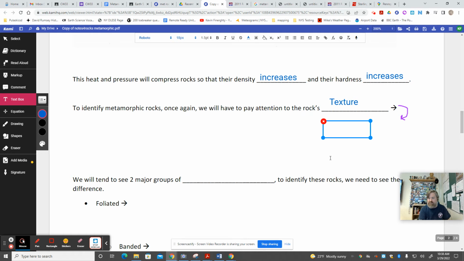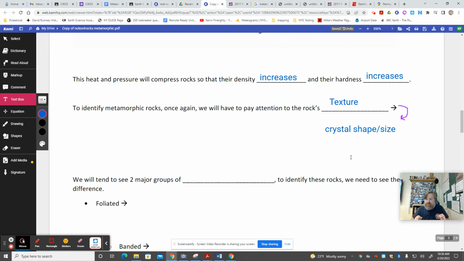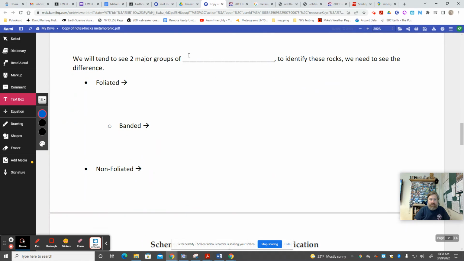So, basically, what is the crystal shape and size? Look at whatever the bits are that make up that rock and describe those textures. All right, and you're going to see 2 groups of them, ideally. This is a hard lab. I'm gonna help you a lot with this lab. I'm really gonna hook you up with the answers, pretty straightforward. But I would like you to try to figure out at least a couple of the foliateds and a couple of the non-foliateds. So what does that mean?